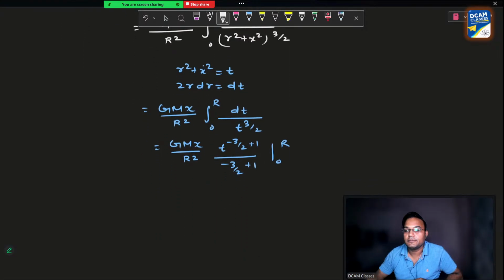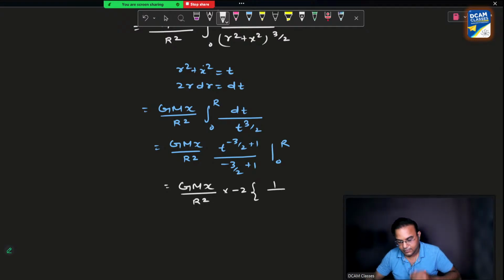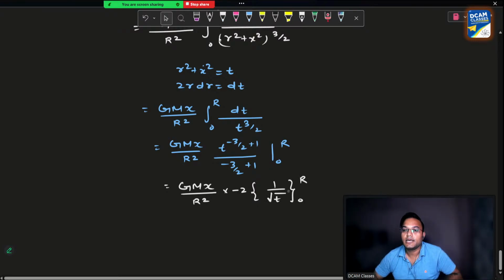तुम लोग अपने क्वेश्चन बचा के रखना, because I know you will be having doubt, sir, what is this, how you have done. What is t? t is r square plus x square.